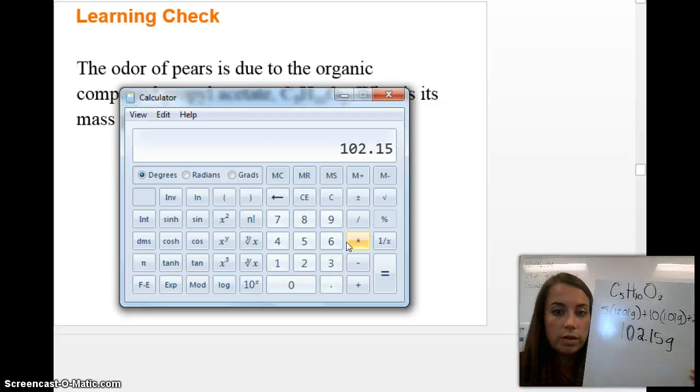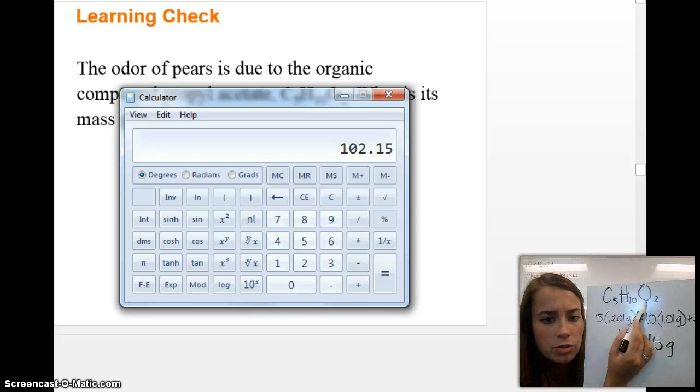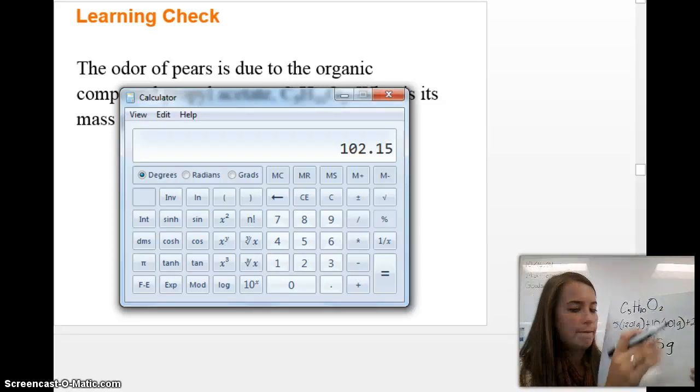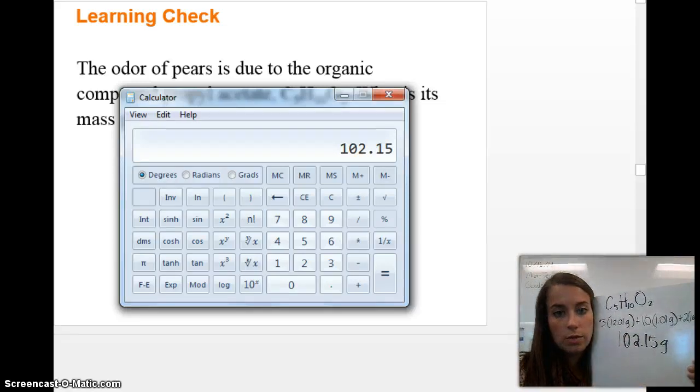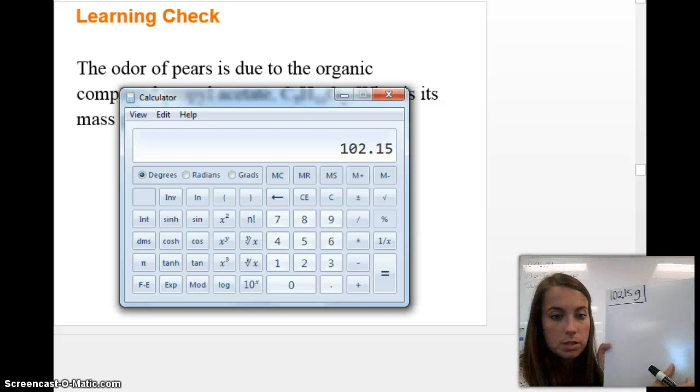So that's, if I had a mole of this, it would be a mass of that. So now what we need to do is, how much would the carbon weigh? How much would the hydrogen weigh? How much would the oxygen weigh? Well, I'm going to erase this. So I've erased my work, and just left 102.15 grams, because that's the total mass.